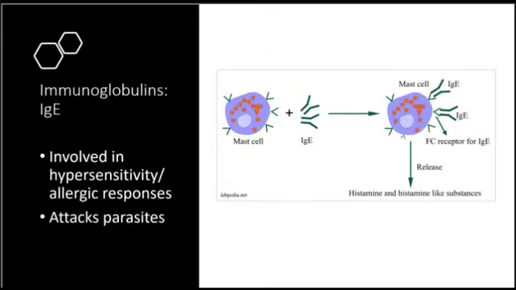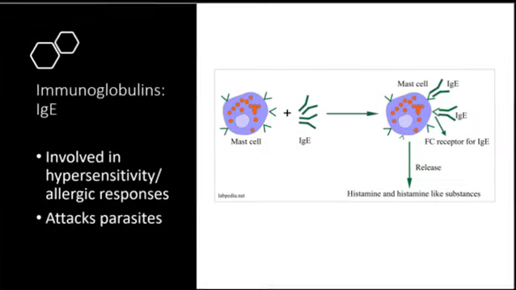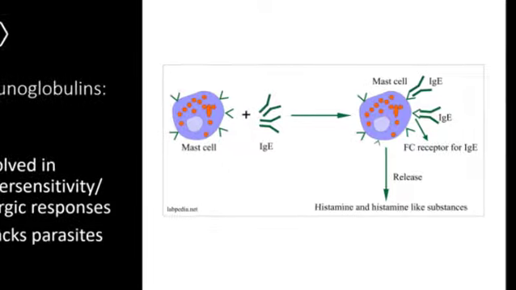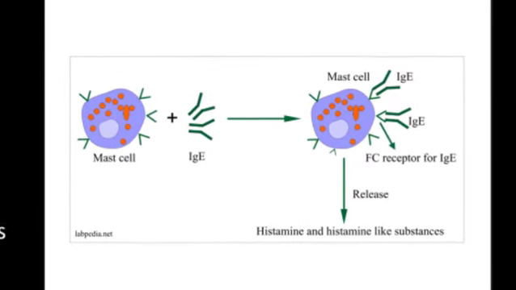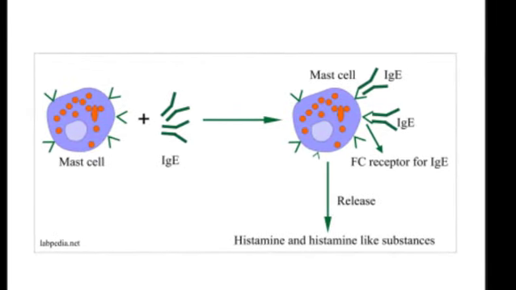IgE are involved in hypersensitivity and allergic responses. You're going to want to know this one. These guys bind to mast cells and basophils and release biochemical mediators like histamine, which then increase the permeability of the capillaries to the white blood cells and the proteins and allow them to engage in battle with the pathogens.